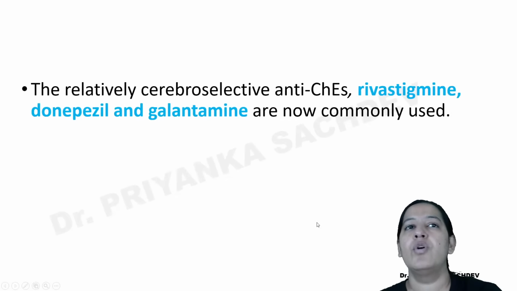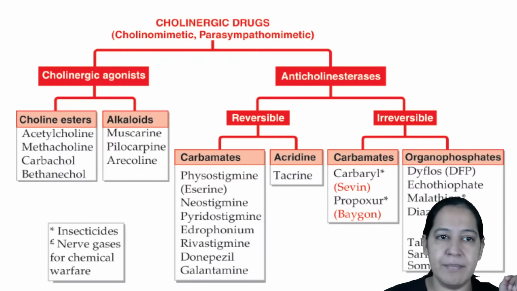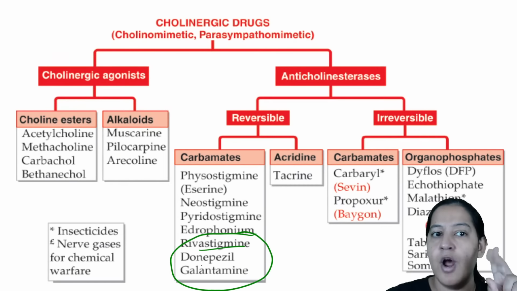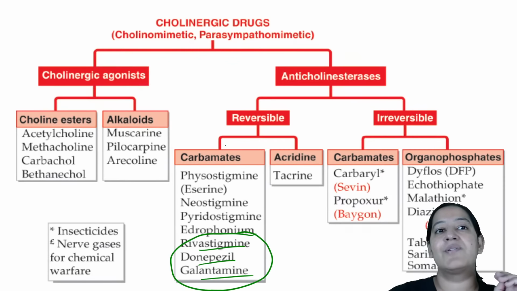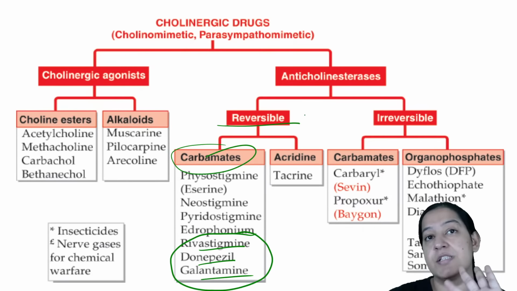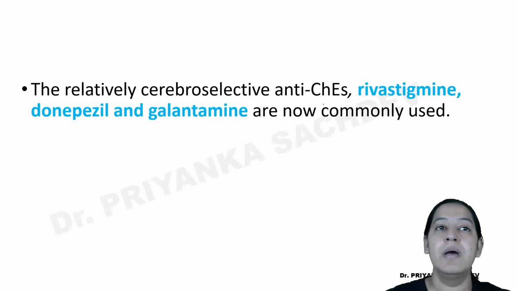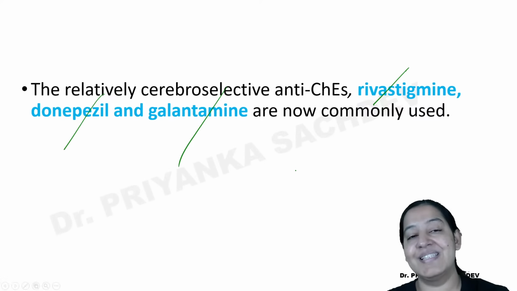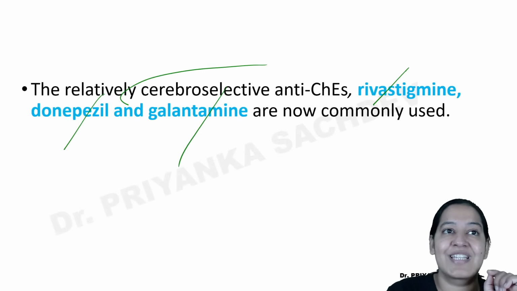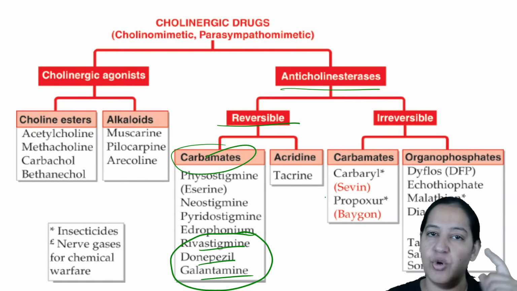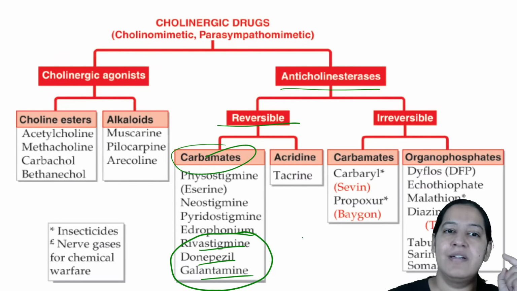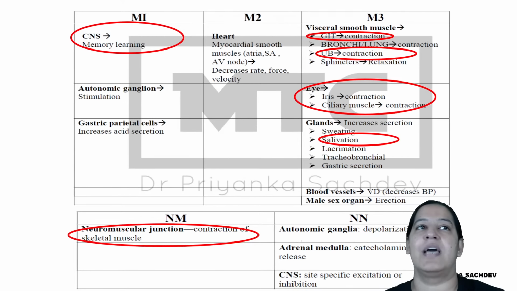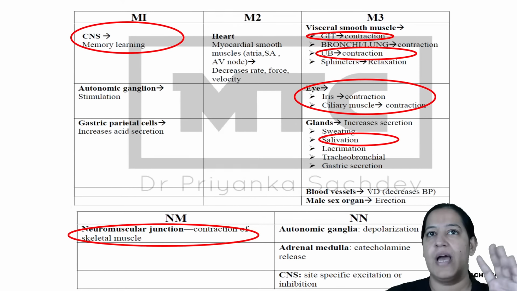So what will you do? You give these drugs. Which among them? These three, which are neurospecific. Name the drugs: rivastigmine, donepezil, galantamine. These three are carbamates, reversible inhibitors of the cholinesterase enzyme. They are CNS selective, so they will show their action only in the CNS and decrease dementia. They will increase the memory of the patient and they are helpful in Alzheimer's. So that was the fifth use.